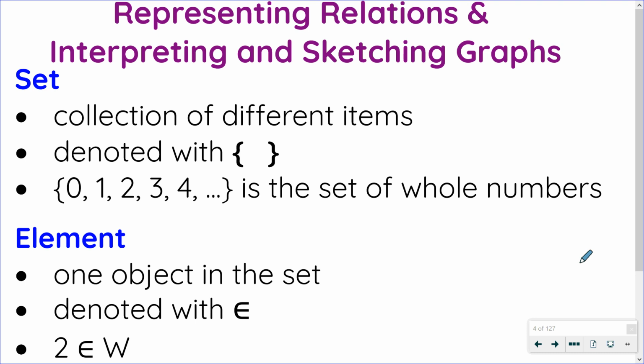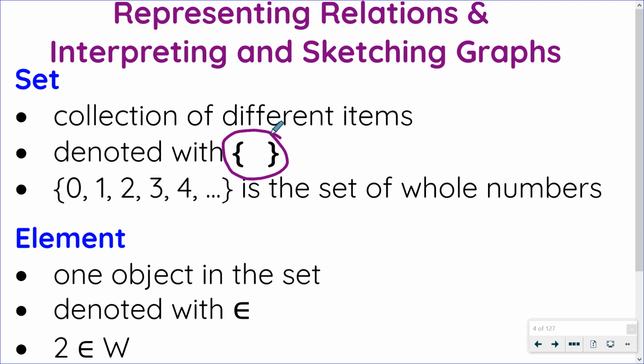Let's begin with just a little bit of terminology. So first thing I need to talk about is what is a set. A set is just a collection of different items. We denote a set with these squiggle brackets like that. So everything inside of that is the entire set. For example, 0, 1, 2, 3, 4, etc. is the set of whole numbers.